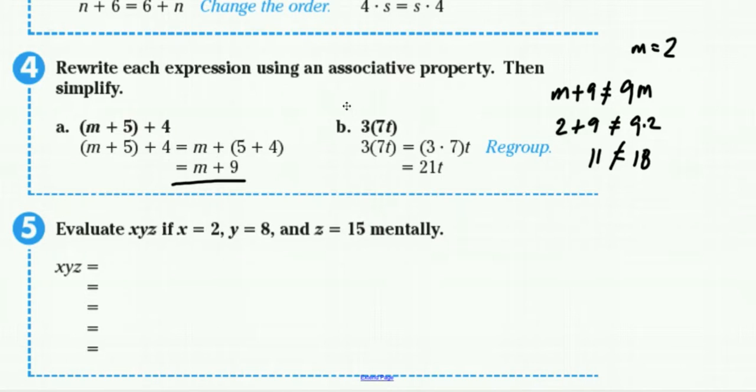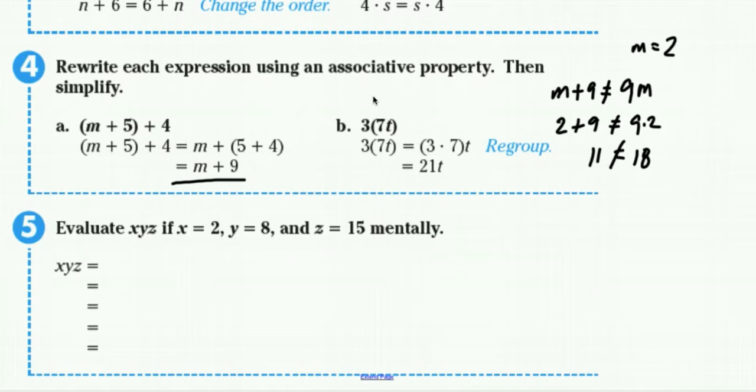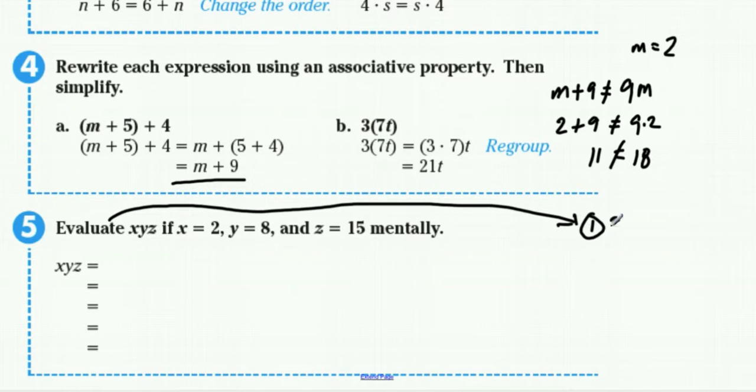In example number 5, we evaluate. Again, remember that when you evaluate, this means two things. The first one is to substitute, and the second, after substituting, is to simplify. So when you evaluate, these are the two things you need to do.